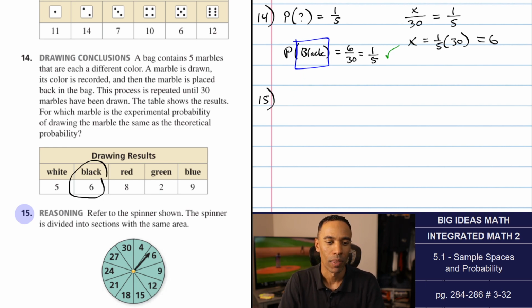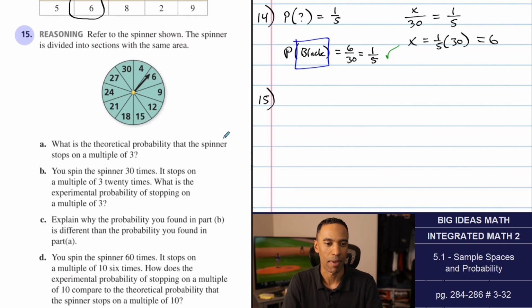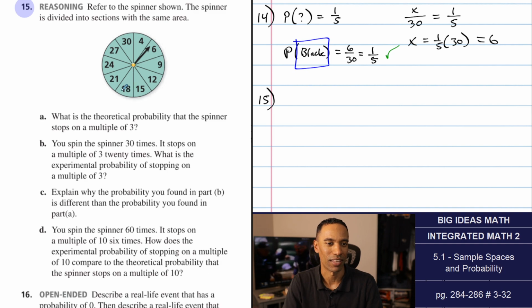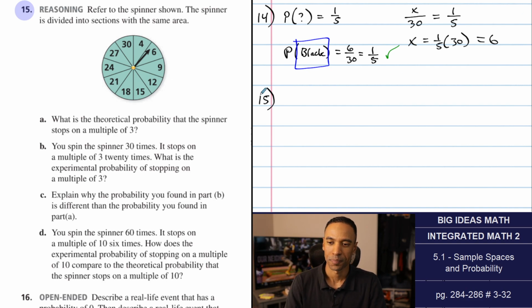Okay, number 15. Refer to the spinner shown. The spinner is divided into sections with the same area. Kind of like a clock, only it's divided into tenths. So 10% chance of anything happening, right? 1/10. Okay, let's see. What is the theoretical probability that the spinner stops on a multiple of 3?